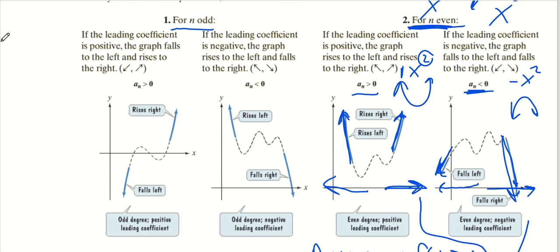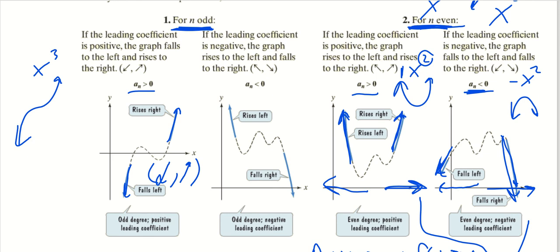For n odd, again, we have to consider two cases. When n is odd, if the leading coefficient is positive, reminiscent of what you would see with x cubed, which looks like this, those graphs will fall to the left and rise to the right. So they go down to the left, up to the right. But if the leading power is odd and the leading coefficient is negative, again, think of something like negative x cubed, whose graph would have been reflected, it would look like this. Those ones actually end up going up to the left and down to the right.